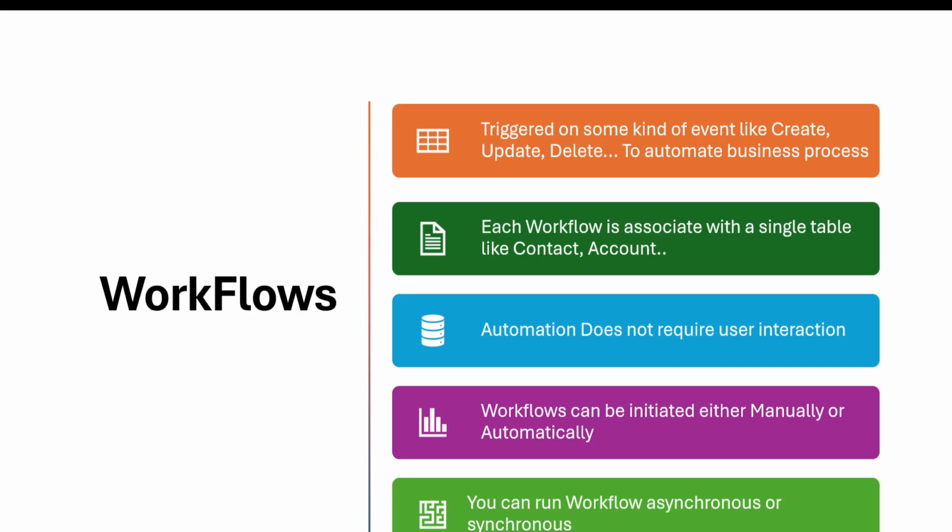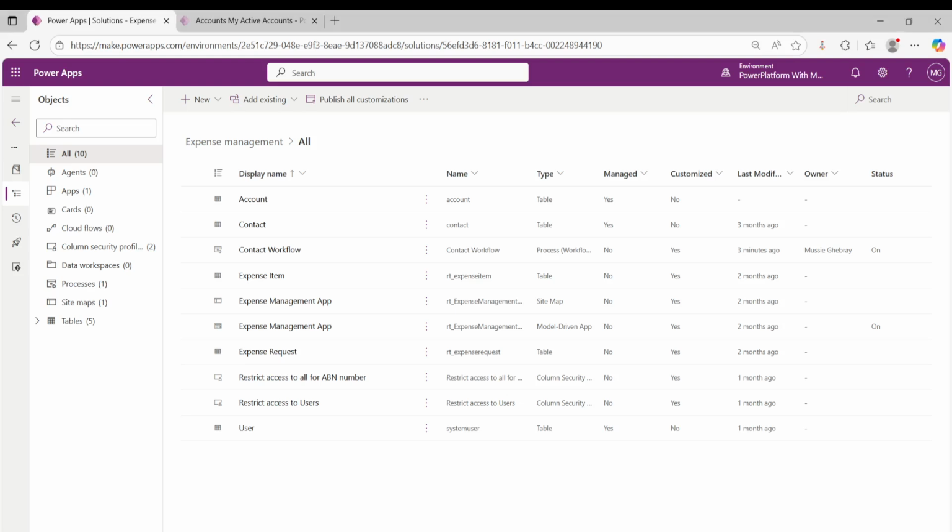Workflows can be initiated either manually or automatically. So when you decide on the event, you could either have it run automatically in the background or in real time as well. But also you can do it on demand. With a click of a button, you can start the workflow. You can run workflows as asynchronous or synchronous as well. So that is real time or background work. I'll show you how that's done.